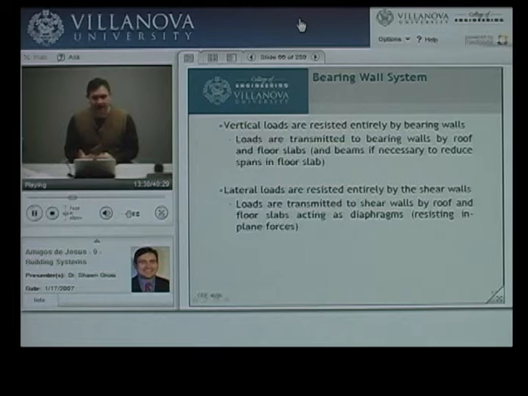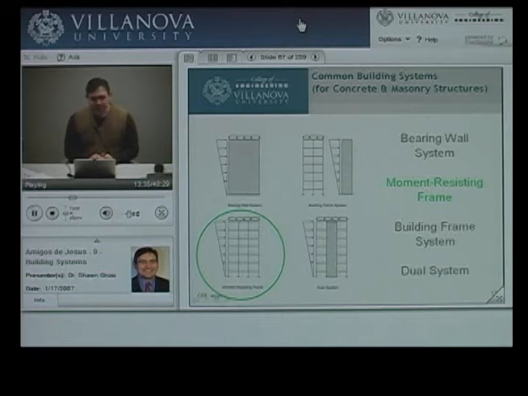I don't have a bunch of columns and beams and that type of thing. Okay. The second system we're going to talk about has a schematic very similar to what we just looked at, but completely different at the same time: a moment resisting frame. The similarity is that I have a single system resisting both gravity and lateral loads. The difference is I'm now using a frame instead of a wall.